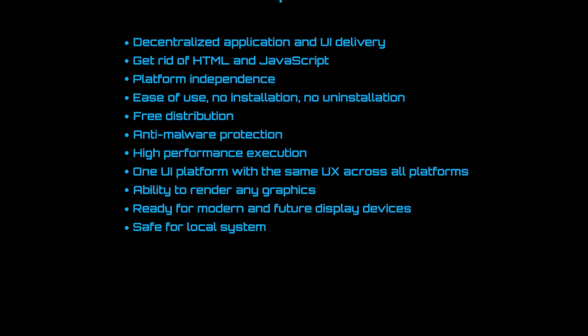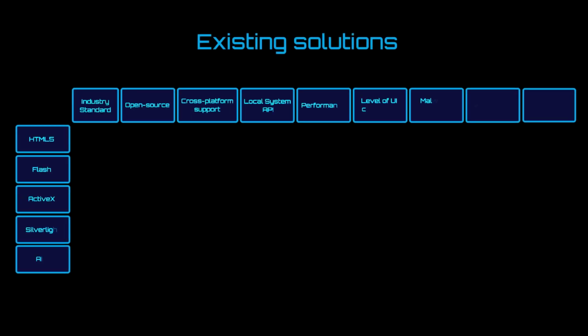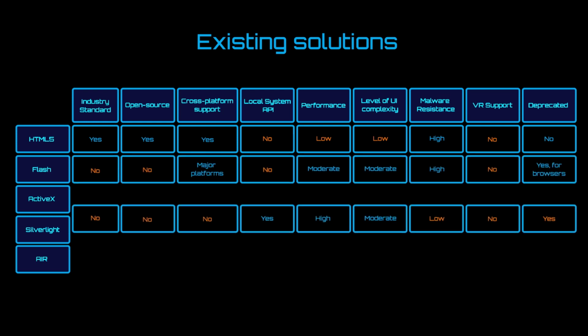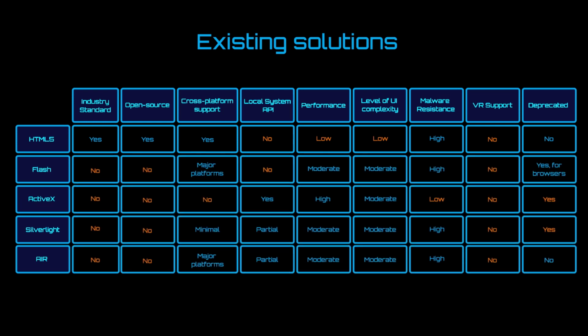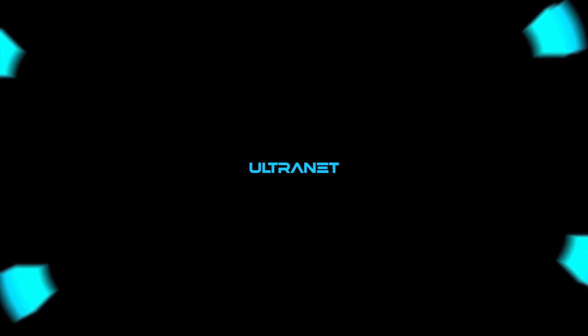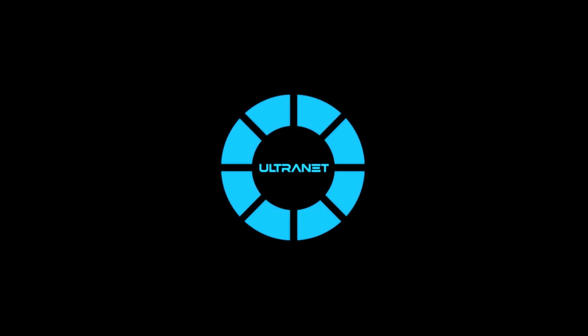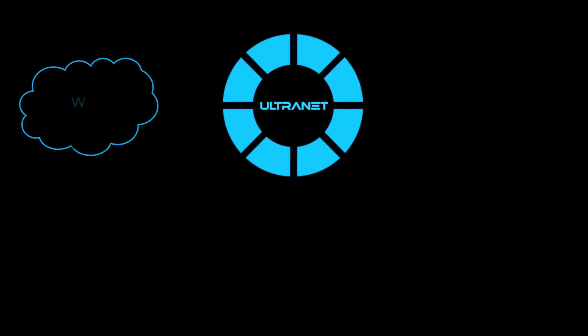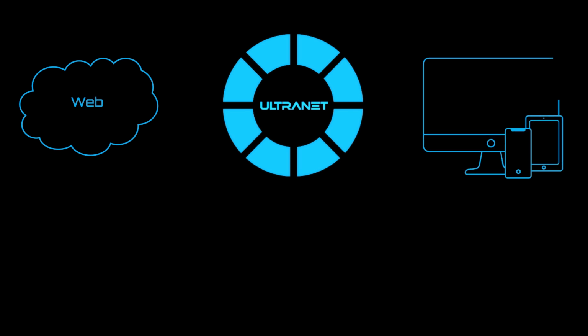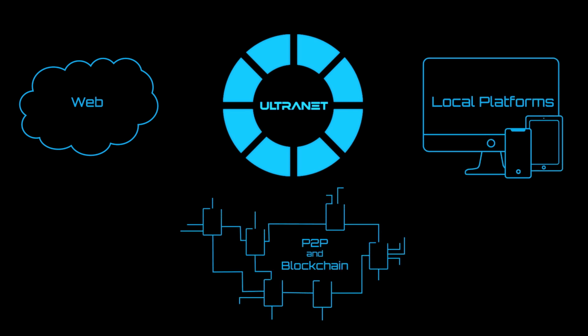There are several technologies existing today that have attempted to address major issues of local and web platforms, but they all have their own shortcomings and limitations. We are proposing a technology that meets all the requirements: Ultranet, the next step in the Internet evolution. The Ultranet introduces an open infrastructure for a new generation of Internet applications which combines advantages of both web and local platforms. This is accompanied with decentralization and trust provided by peer-to-peer and blockchain technologies.